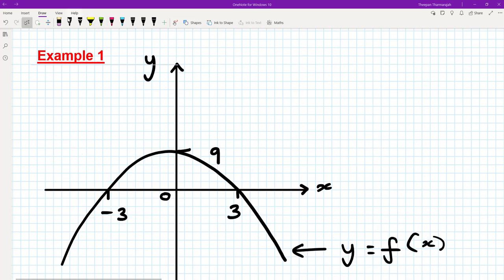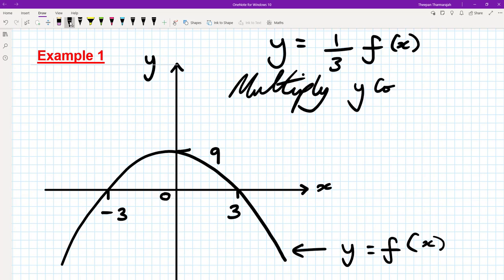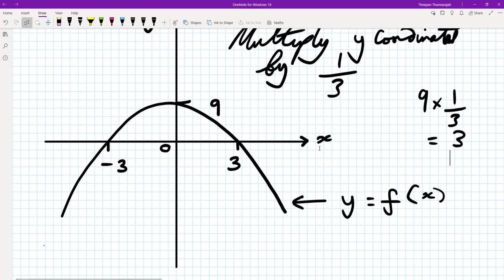Next example we're going to look at is when we have a case like this. y equals, say, a third of f(x). So what we're going to do for a question like this is say, well, it's outside the bracket, so we do multiply the y coordinates by a third. So in our case, we're going to do 9 times a third, which is 3. So the maximum point now on the graph will now be 3 instead of 9.